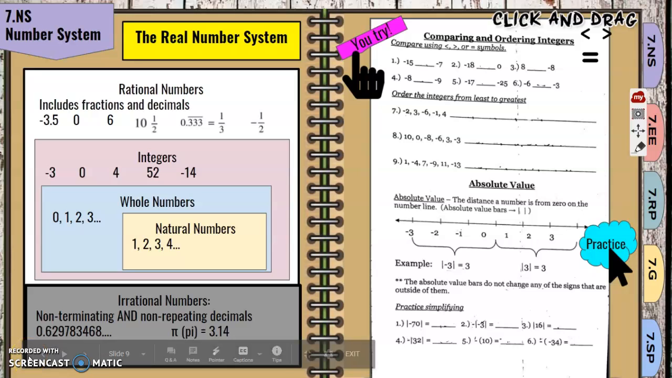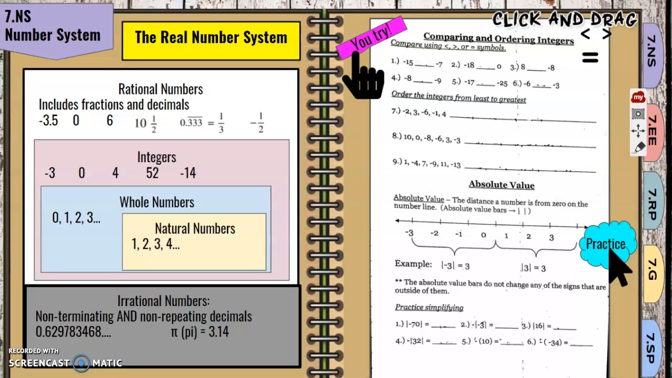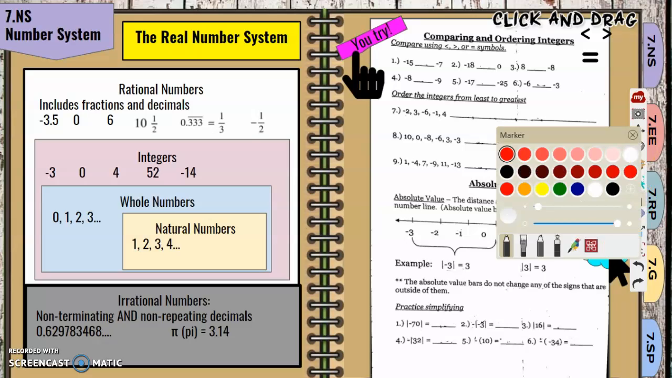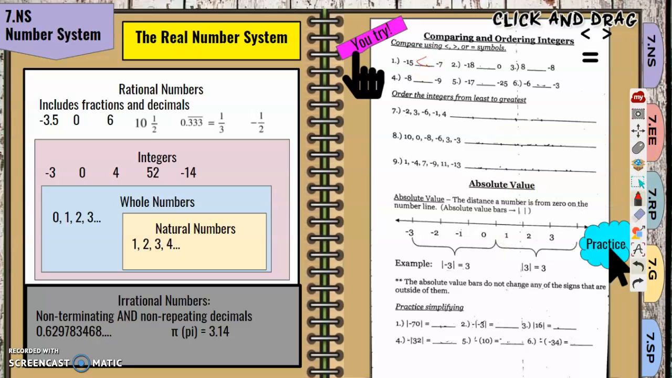All right, so we are on page 9, the right side of page 9 in our journals, comparing and ordering integers. So when you're comparing and ordering integers, you're looking at the number that is furthest to the left. Remember that left is less. So for negative 15 and negative 7, negative 15 is less than negative 7. So I'm going to put less than negative 7.